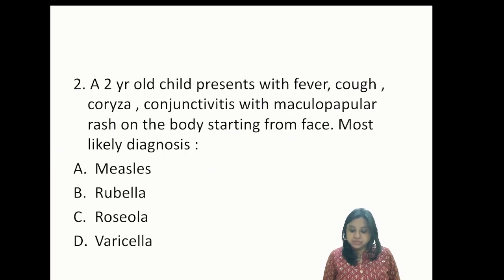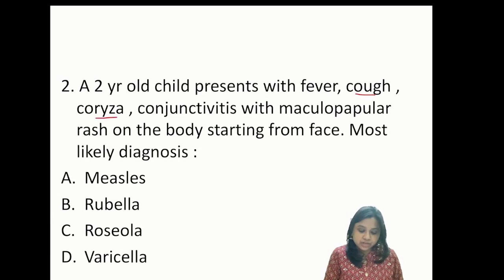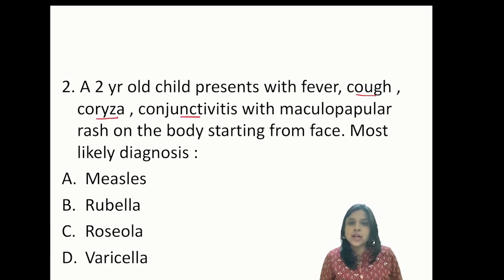Now let's see the next question. A 2-year-old child presents with fever, cough, coryza, conjunctivitis with maculopapular rash on the body starting from face. Most likely diagnosis is. So we have 4 options. All 4 are infectious diseases. So here you see the 3 C's, right? Cough, coryza and conjunctivitis, along with fever, and there is a maculopapular rash, and the rash starts from face. Here the answer to this question is measles.